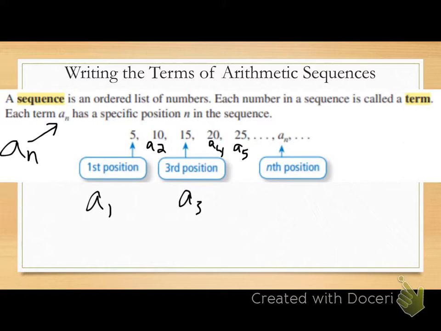Is that where umpteenth came from? Like for the umpteenth time? Probably. Something like that.